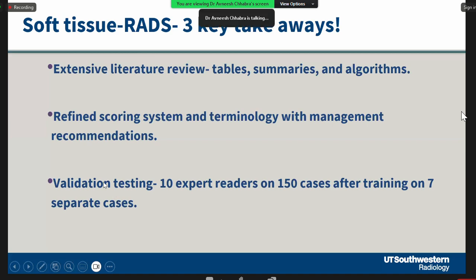And we also did validation testing. We took 10 experts who are part of the committee, 10 different radiologists. We also have methodologists, a pathologist, an oncosurgeon, and also a medical oncologist. It's a big committee of 17 people. We took 10 expert radiologists and gave them 150 cases, and they were also trained on 7 separate cases. So 157 cases they tested.